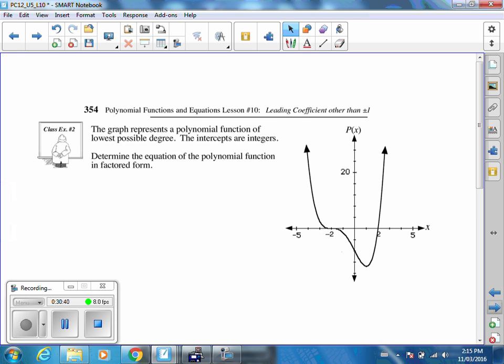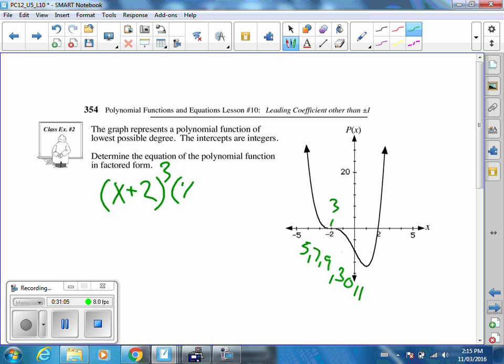Graph represents a polynomial of the lowest possible degree. They have to tell us lowest possible degree because this might be a degree 3 multiplicity. It looks like it, but hey, it could have been 5 or 7 or 9 or 311 or 3011. Who knows? Any of those things. So we'll assume it's the lowest possible degree. That means that's 3. So x plus 2 cubed, x minus 2 to the first, because that is a linear pass-through. So multiplicity 1.